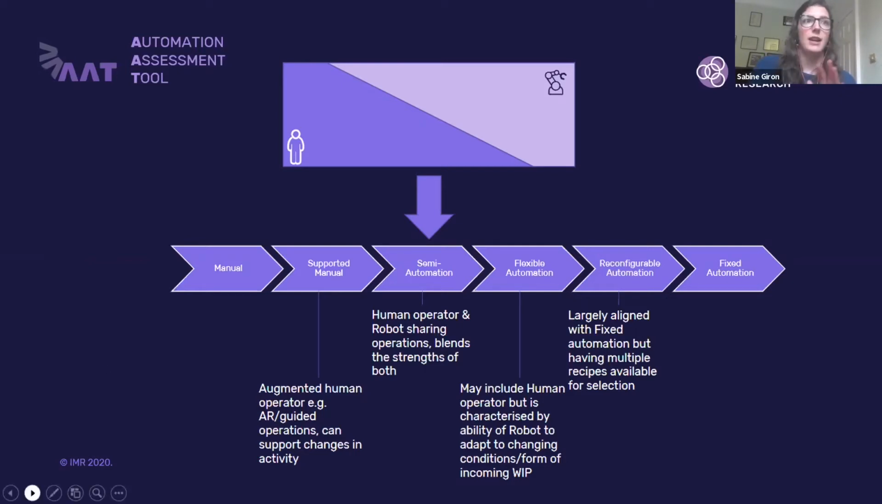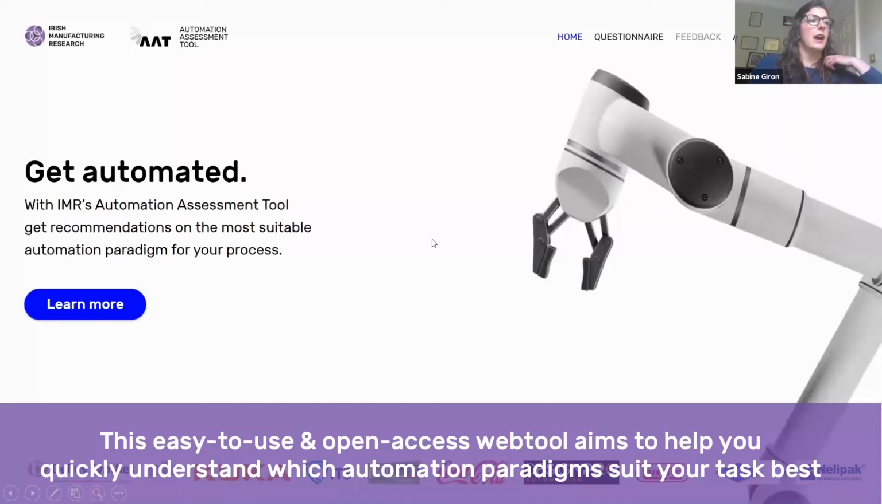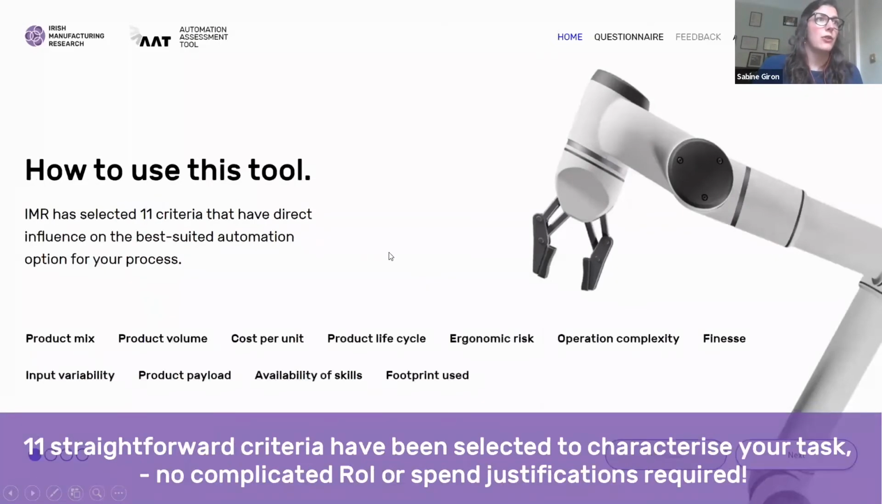The tool itself is available online. It looks like this. It was developed to be easy to use and is open access to everyone, and feedback is welcome. When you go through it, it takes into account 11 criteria that have direct influence on the suitability of the different robotic and automation paradigms. Through the questionnaire, you go through 11 criteria, from product mix, volume, and cost per unit, to ergonomic risk, the finesse required, product payload, footprint used, and all that.